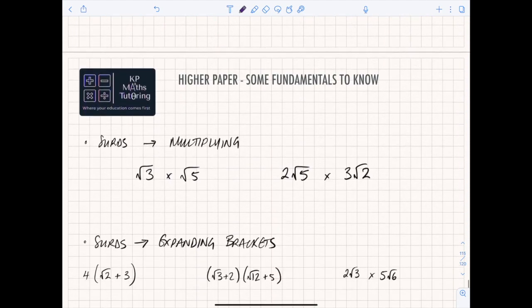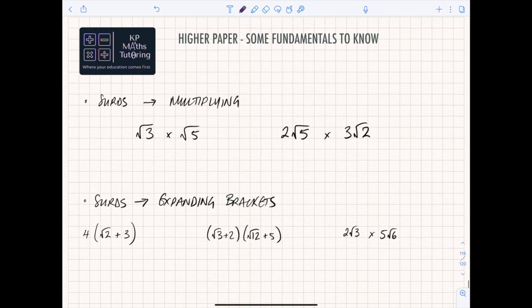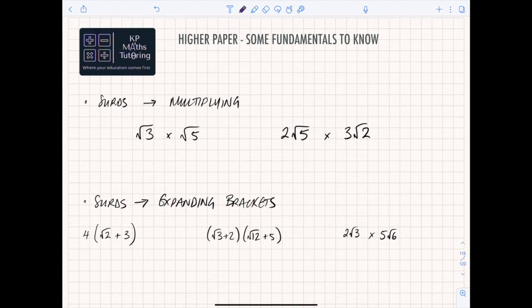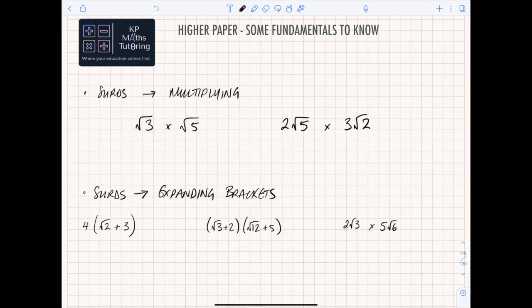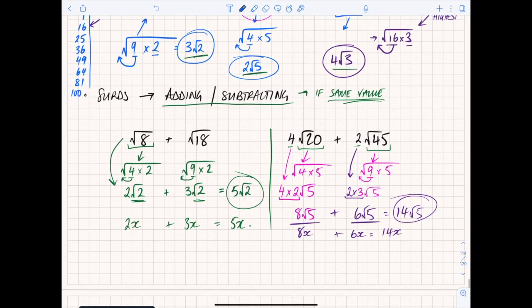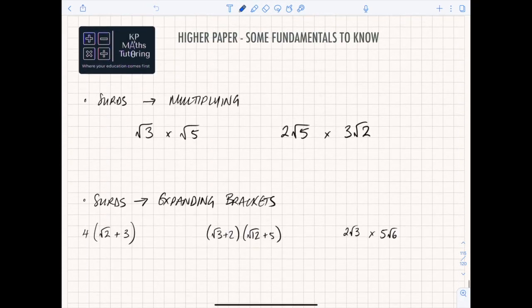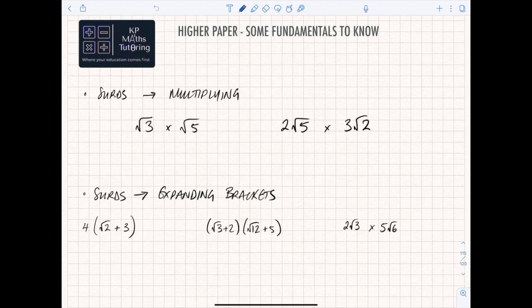So let's now look at multiplying surds. So what happens when we multiply? How does it work? And then we'll look at some expanding brackets as well. Okay, moving on now. So we're going to talk about some more surd stuff. We're going to talk about how we multiply with surds. So whereas the previous bit we've spoken about adding surds, we're now going to talk about multiplying in some different styles that you might get.